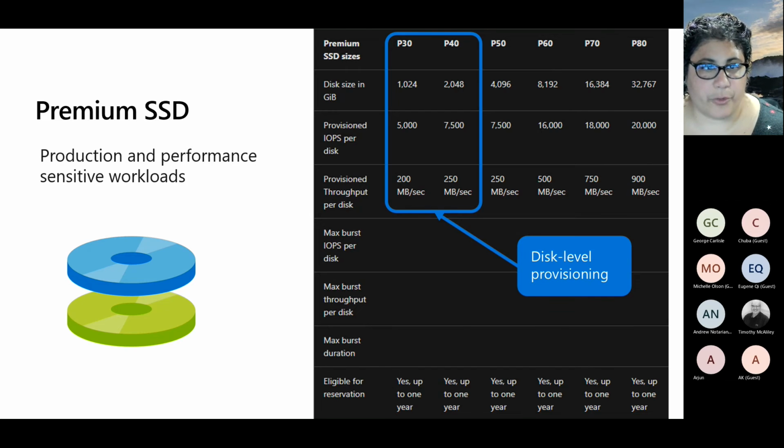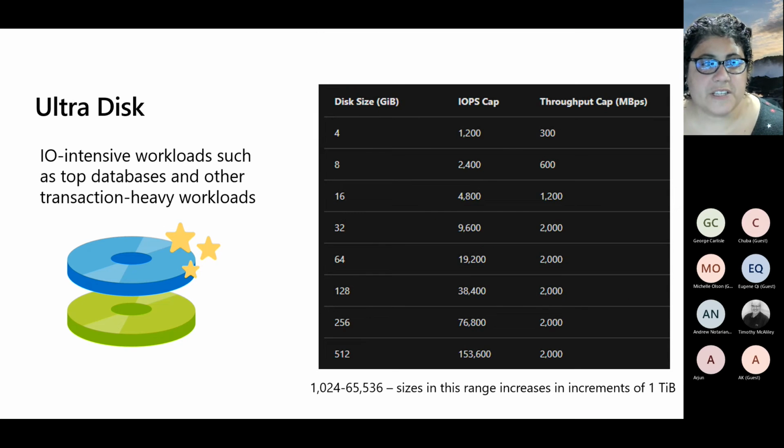Okay, so that's your disk level provisioning. And then UltraDisk, as I said, you pick the VM size and then you can configure IOPS and throughput up to certain limits. Actually, these limits are old too. I believe UltraDisk now goes up to 4 gigabytes per second or 4,000 megabytes per second. So these limits have changed again. I've got to update that slide.